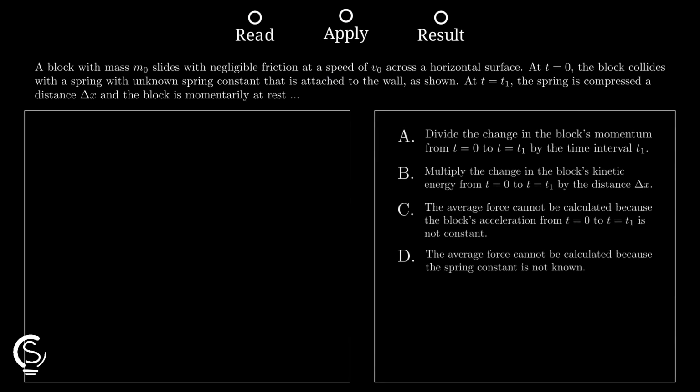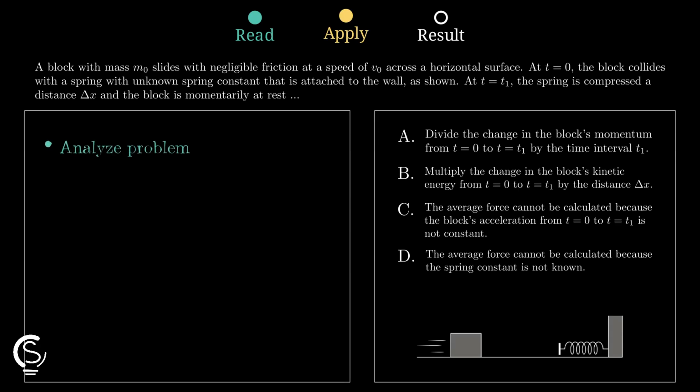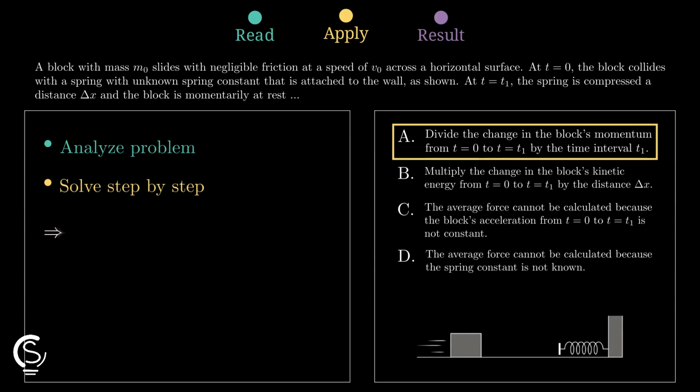Start by looking at the impulse momentum theorem, which states that the change in momentum equals the average force times time. We have the mass and the initial velocity right here. Since the block stops at time t1, the change in momentum is just the final momentum minus the initial. We simply divide that total change by the time interval. This calculation gives us the average force directly without needing the spring constant. That makes option A the perfect choice for our final answer today.